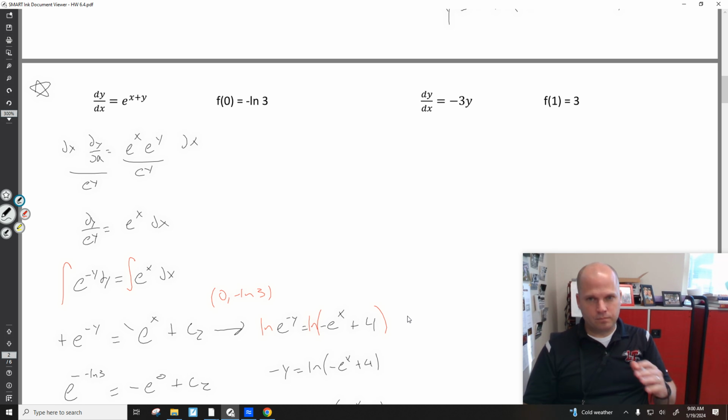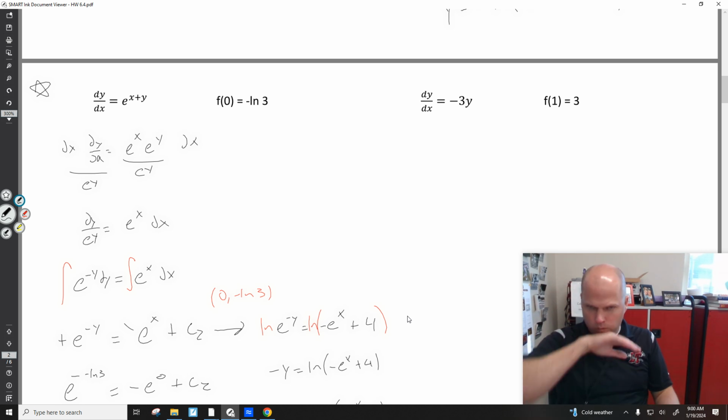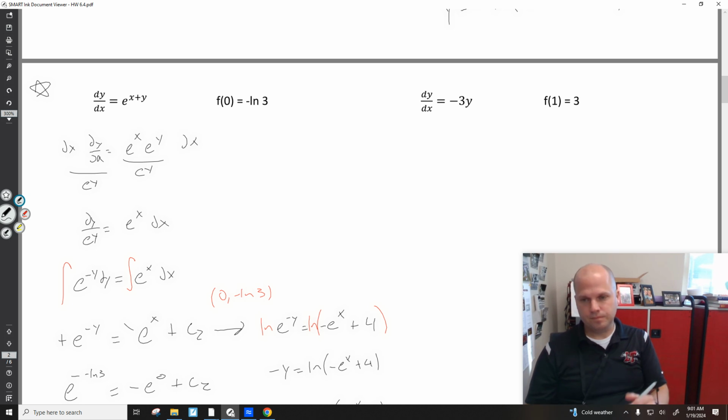Don't forget, if you don't have x's, no x's here, don't worry. Leave the constant, no matter where it is, leave it. Move the y's. Let's see what we have. dy over y equals just negative 3 dx. Well, that's fine. I can take the antiderivative of negative 3. It's just going to be negative 3x.